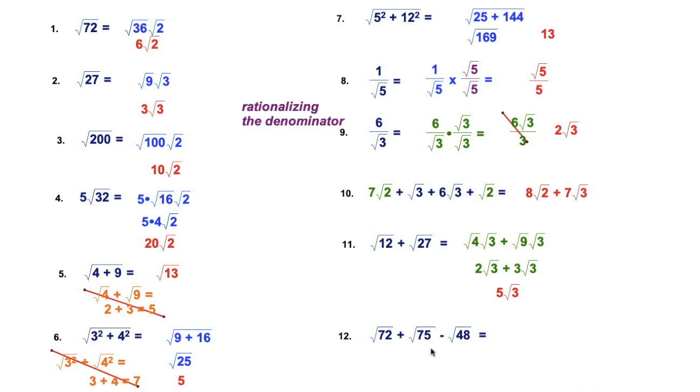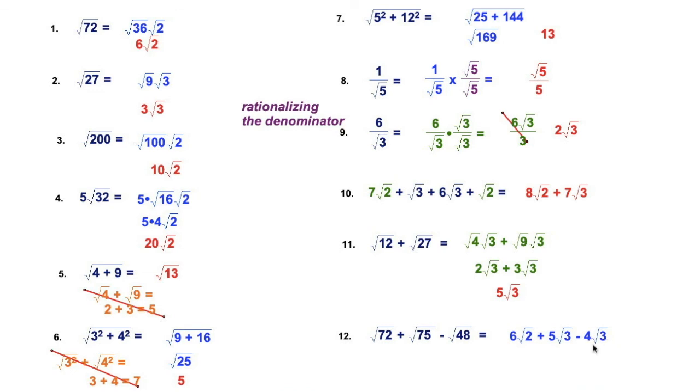All right, so now you kind of figured out how this works. You're going to do the same thing here. 72, we already know from problem 1, that's going to be 6 radical 2. 75, well, let me see, that contains 25. That's the biggest perfect square there. So that's going to be 25 times 3, and 48, I think that's 16 times 3. So go ahead and work it out. So again, 6 radical 2, 75 is 25 times 3, so it's 5 radical 3, and 48 is 16 times 3.